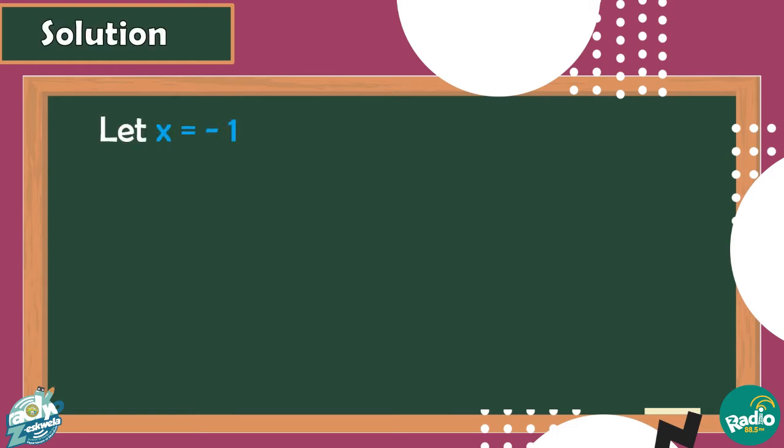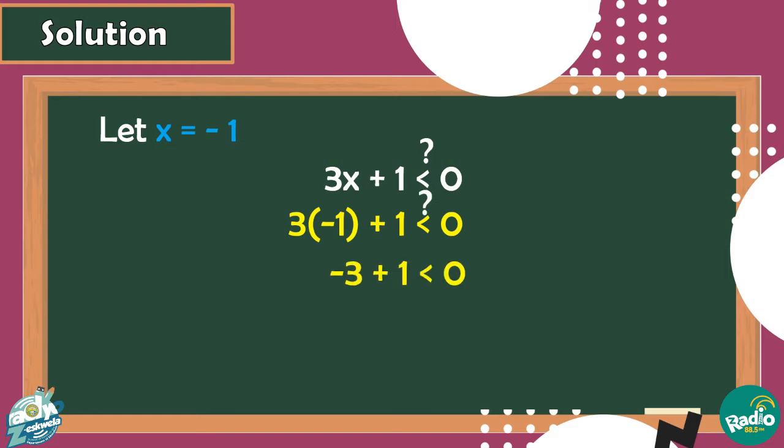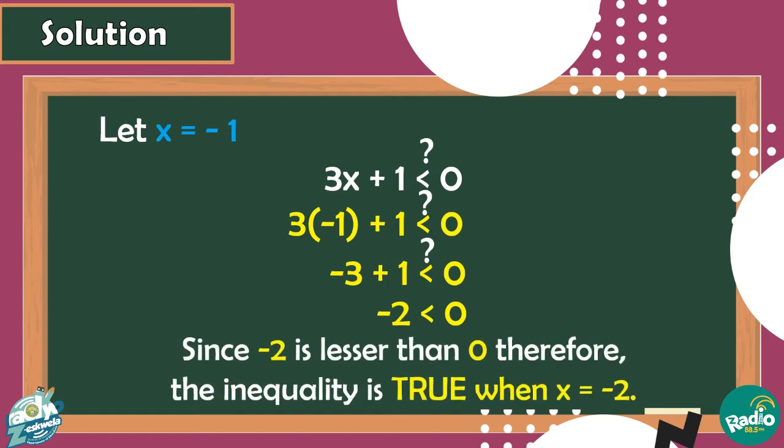How about x = -1? Using our given inequality, substitute the value of x, which is -1. The inequality becomes 3 times -1 + 1 < 0. By simplifying, we got -3 + 1 < 0. The inequality becomes -2 < 0. Since -2 is lesser than 0, therefore the inequality is true when x = -1.